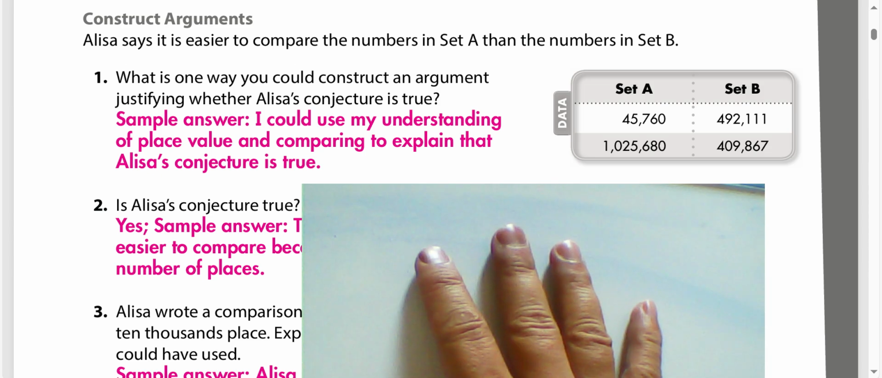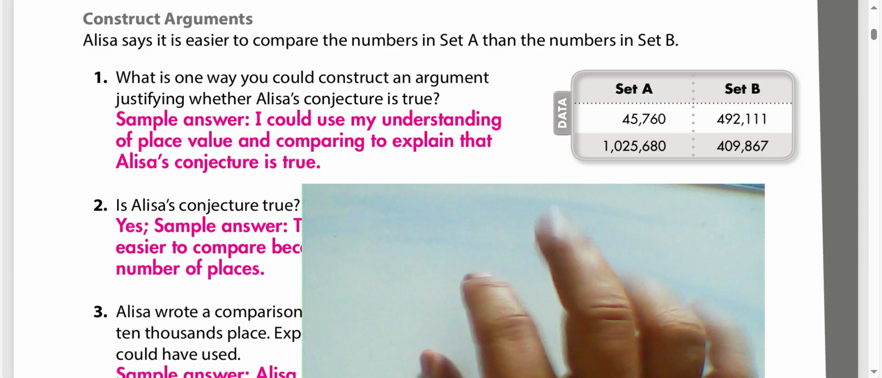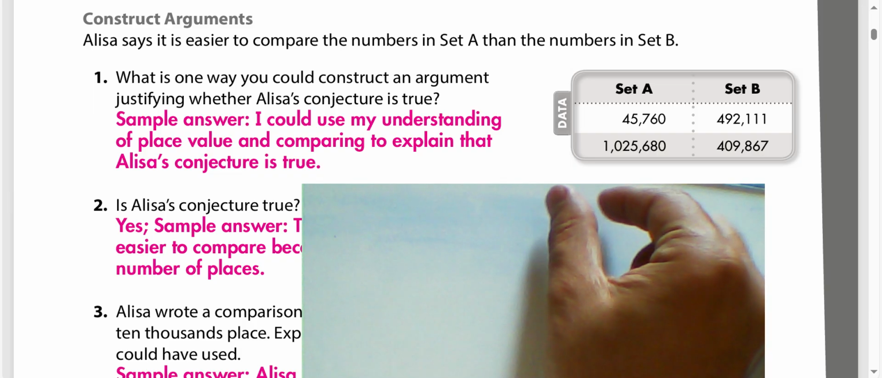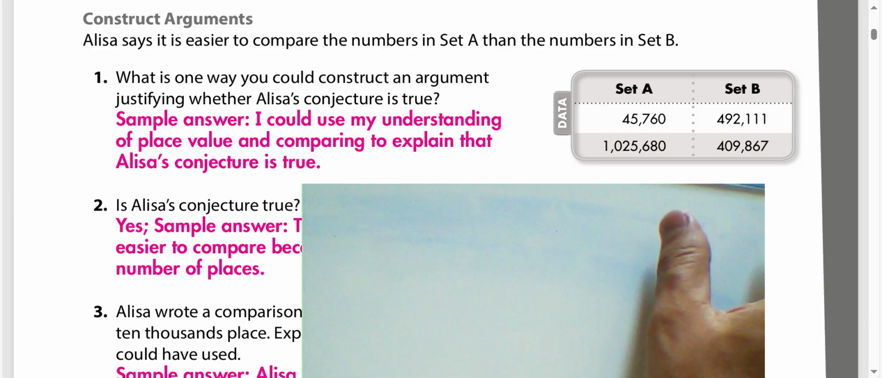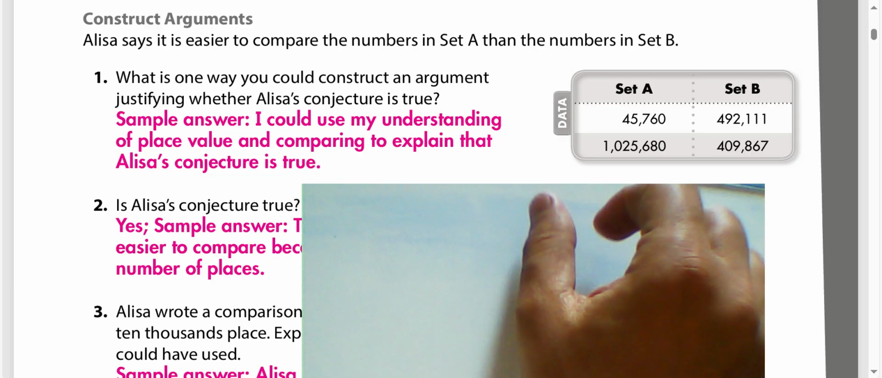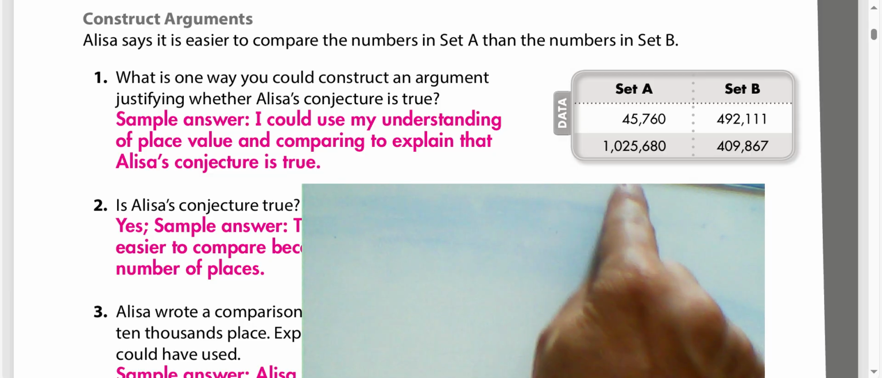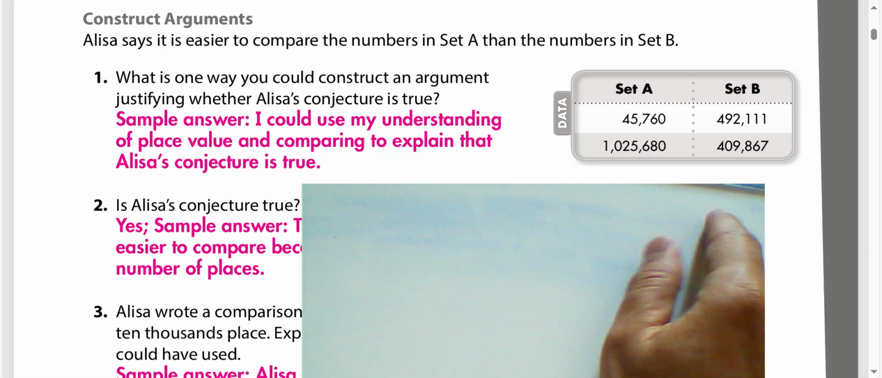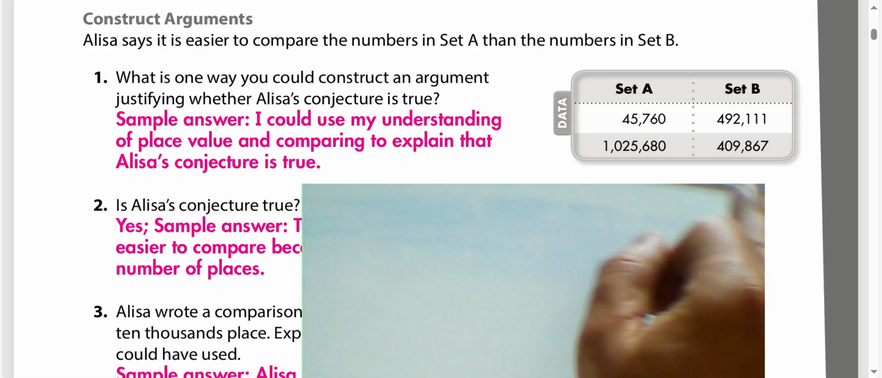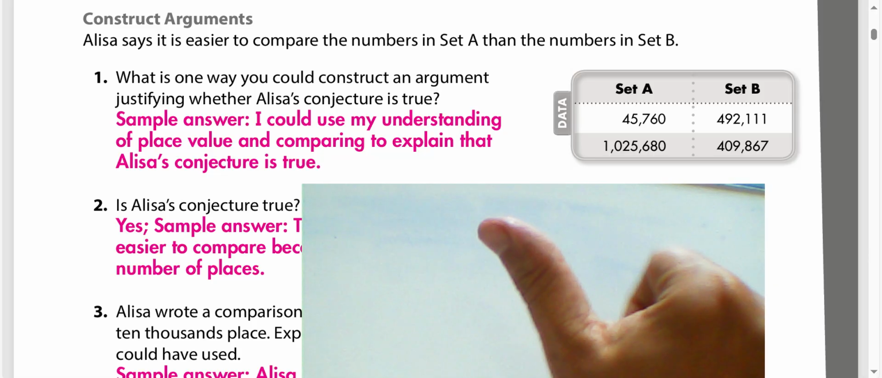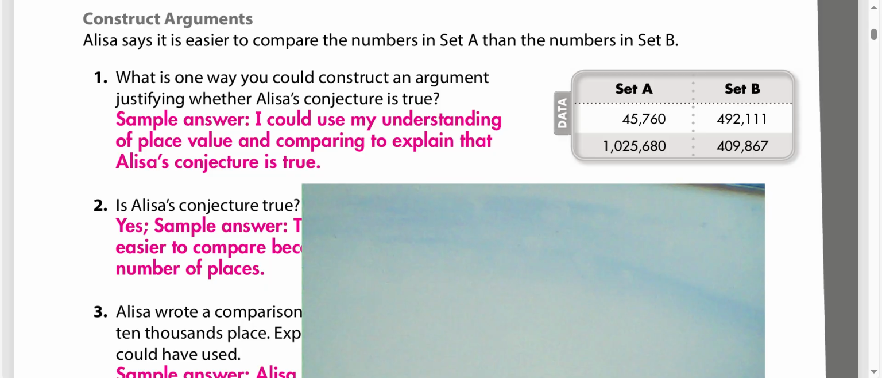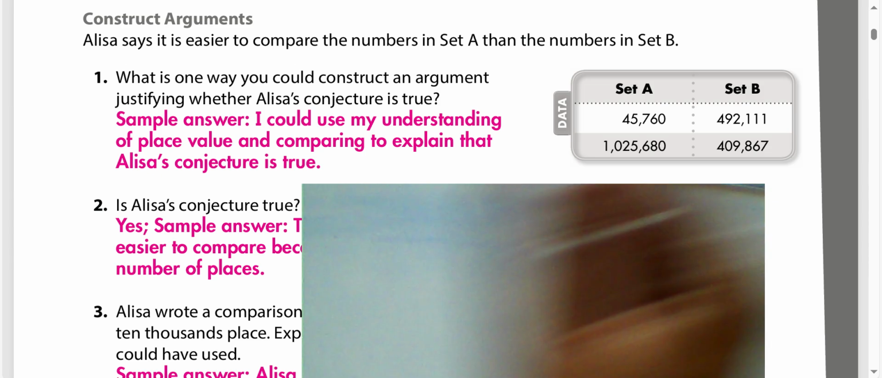Any students can do two methods. First method, you can compare the numbers. We have here 5 digits and here 6 digits. Then this number at set A is less than this number at set B. Or you can compare 1,025,680 greater than 409,867 because we have 7 digits and here 6 digits. It's the first method. And second method, you can find the value of each place. Likewise, you can compare here the value of digit 4 is about first.